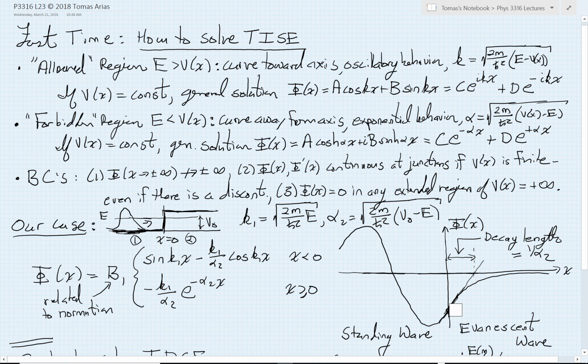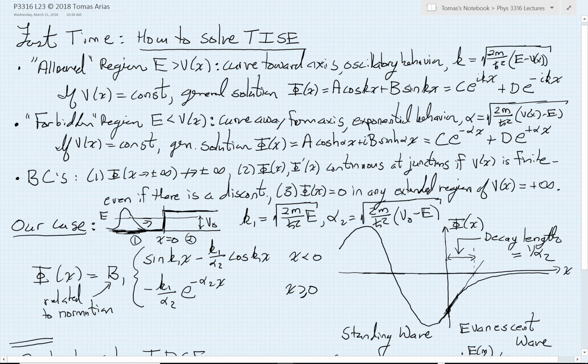That's how far in typically we could find a particle. I'd like you to notice that there actually is non-zero probability of finding a particle in this forbidden region when we look at it quantum mechanically. It's just that the probability decays very rapidly with distance, and the characteristic decay scale, again, is just 1 over alpha 2.